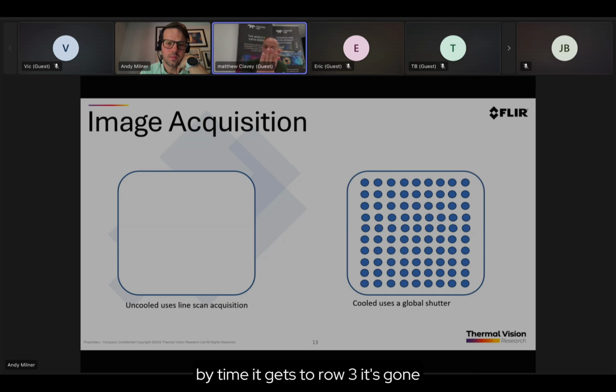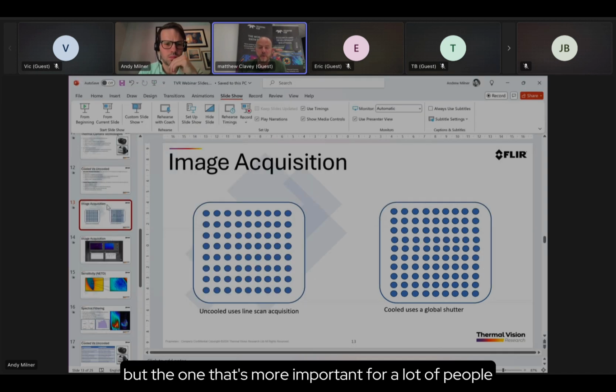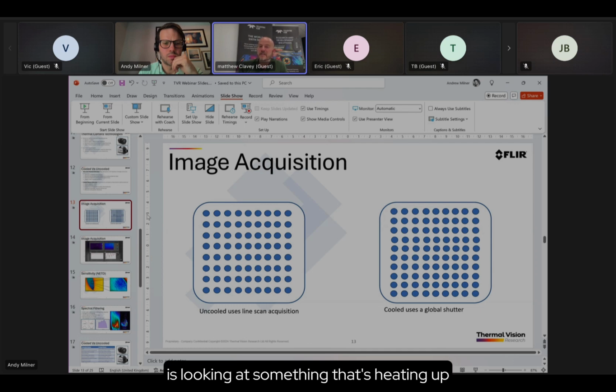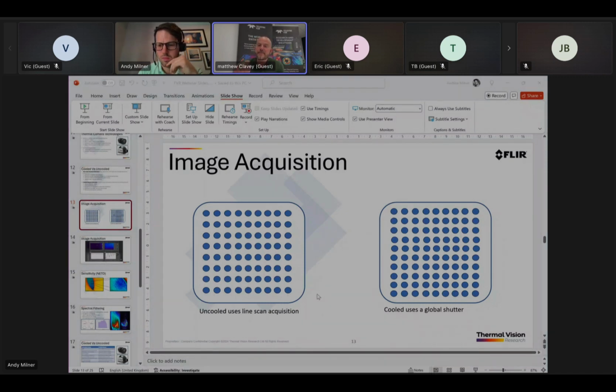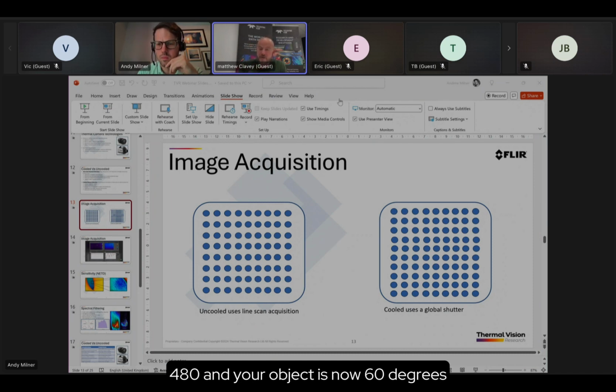By the time it gets to row 3, it's gone. So you end up with this blurring, which is the image that Andy showed you a moment ago. But the one that's more important for a lot of people is, imagine your application is looking at something that's heating up almost instantaneously, or maybe over a couple of seconds, or let's say from 0 to 300 degrees. You start at row 1 and the temperature is 1 degree, and you get to row 480 and your object is now 60 degrees.